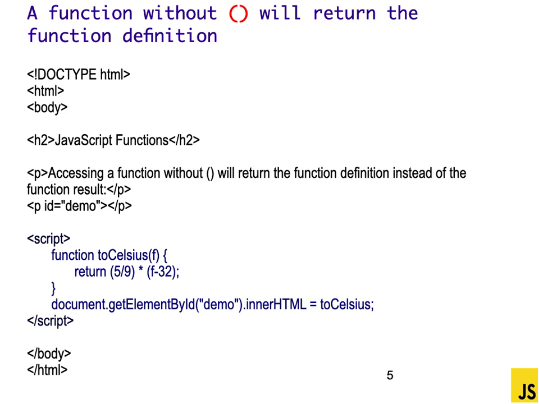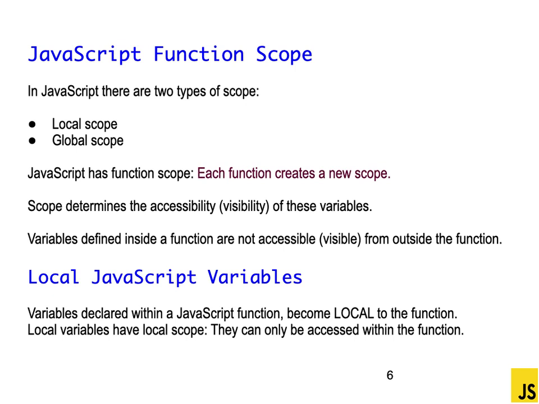Now we will see some other information about functions. Function scope. There are two different scopes, local scope and global scope. A JavaScript function has function scope. Each function creates a new scope. That means suppose you are creating a function, a scope is created. That is a local scope, local to that particular function only.